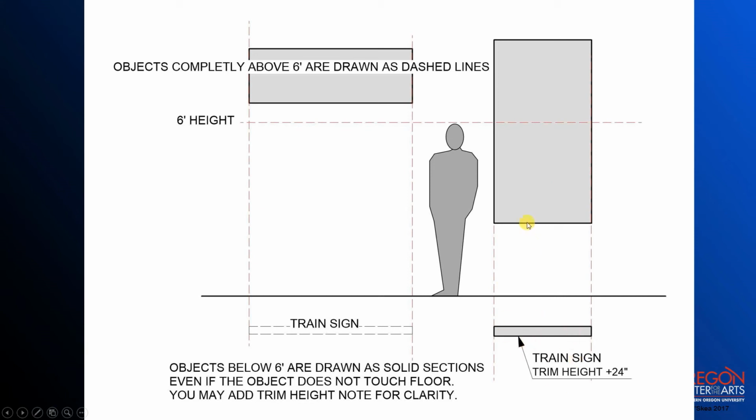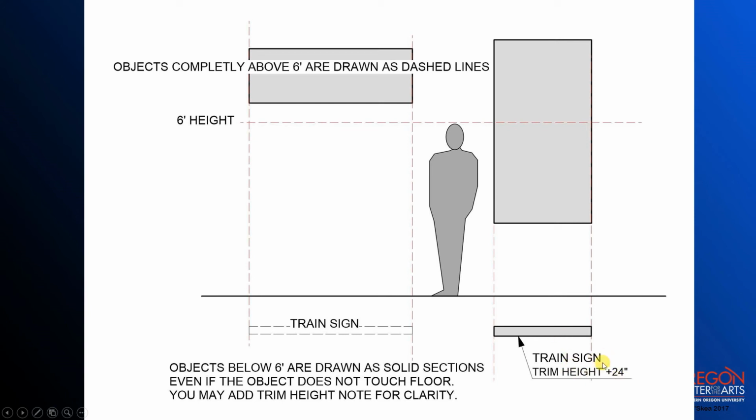Even though it doesn't go all the way to the stage floor, it does come into our 6 foot world where things are solid, so the lines around that object have to be solid as well. You might actually include the note trim height plus 24 inches to let us know that this doesn't actually come all the way to the stage floor, it's floating 24 inches off of the stage floor.